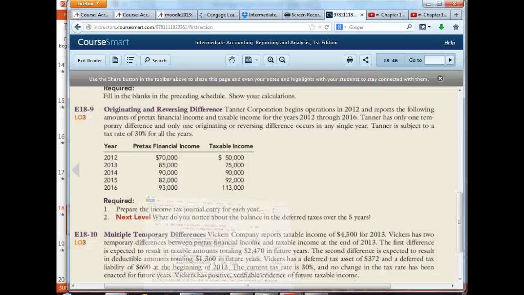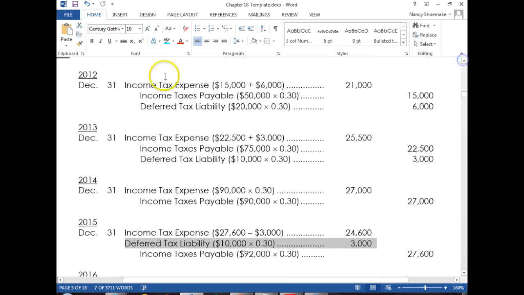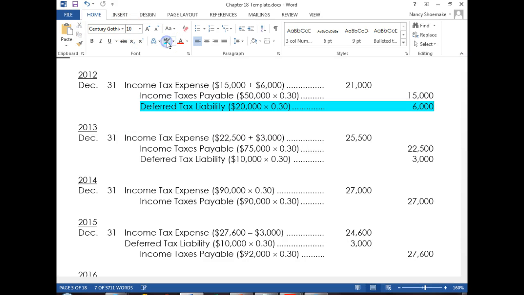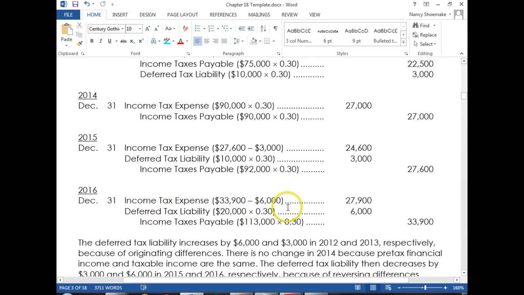Then if we look at 2016, our pre-tax income is 93, financial income, but our taxable income is 113. Look what's going to happen here. Our taxable income of 113 at 30% is our 33.9, but that extra 20,000 we had up here, this extra 20,000 up here, we're finally using it. So we're going to debit that deferred tax liability and show our income tax expense for the period of 27.9.